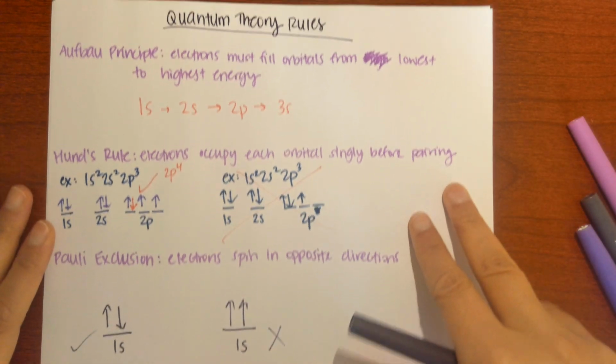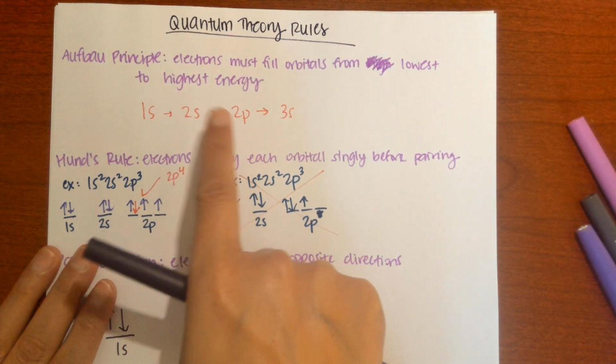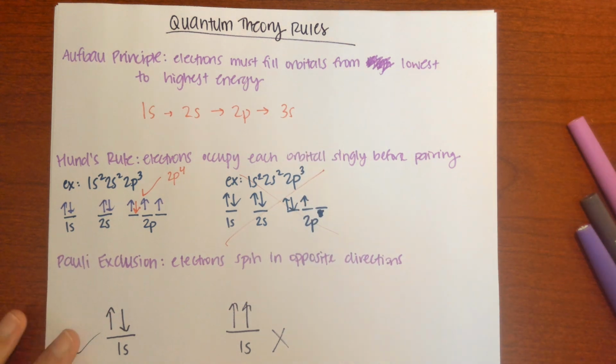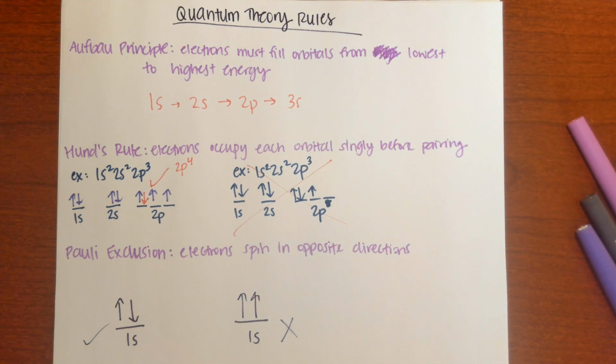Okay. So these are the rules that you need to keep in mind when you're drawing orbital notations, and especially when you're doing the electron configurations in the correct order. But yeah, that is pretty much it. I hope this makes better sense on distinguishing between the 3 rules.